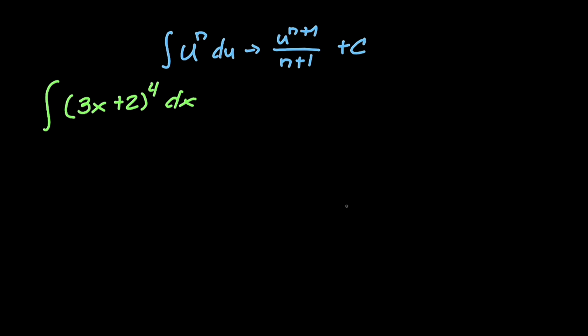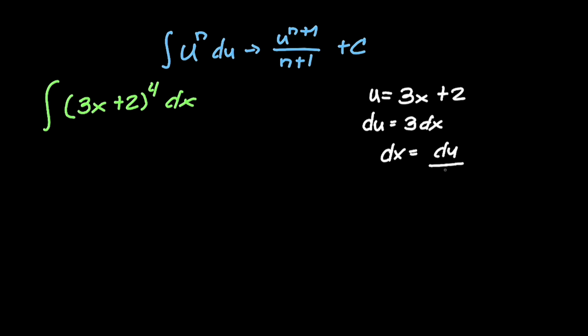Let's try this example. The integral of (3x plus 2) all raised to the power of 4 dx. Assign u value, which will be 3x plus 2. du now here would be 3 dx. dx now here would be du over 3. Now substitute it back to this equation and you will get the integral of u raised to the power of 4, and dx here would be du over 3.